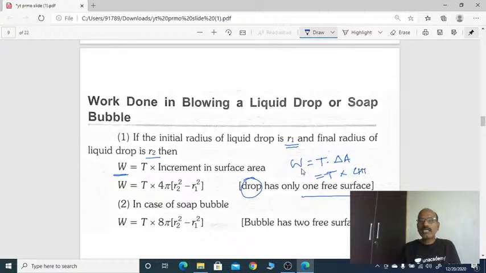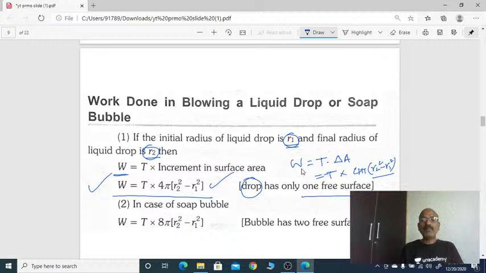So 4 pi r square. The liquid drop has initial radius R1 and final radius R2, so final minus initial: 4 pi (R2 square minus R1 square). So work done in blowing a liquid drop is surface tension into increase in area. Since it is a spherical shape, 4 pi r square.